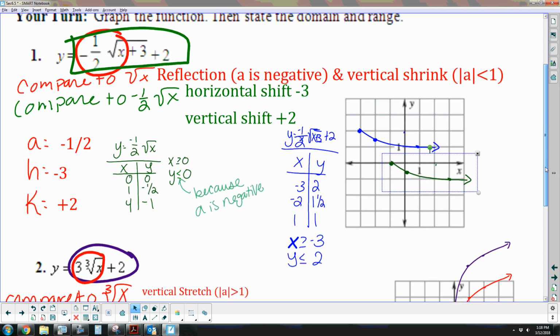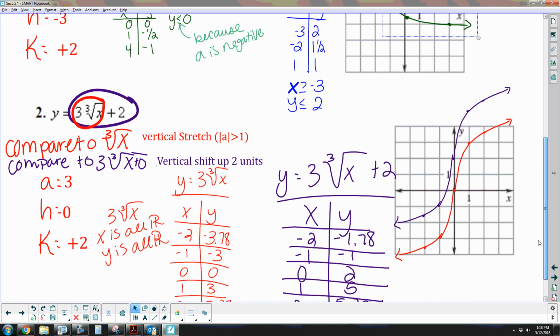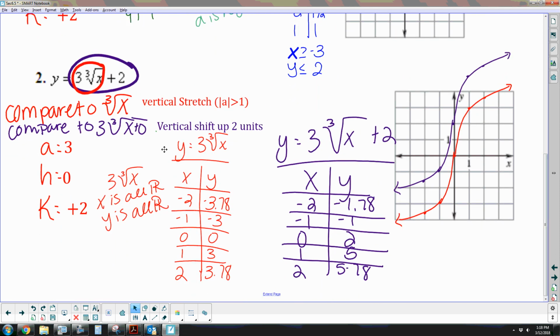Now let's do the same thing with the cubic function. So here we have y equals 3 times the cubed root of x plus 2, and we're going to compare 3 times the cubed root of x to the cubed root of x parent function, and we can see that it's a vertical stretch, a factor of 3.